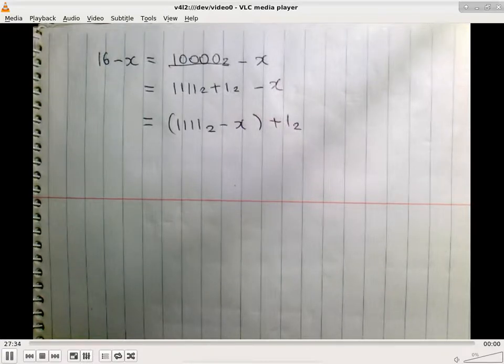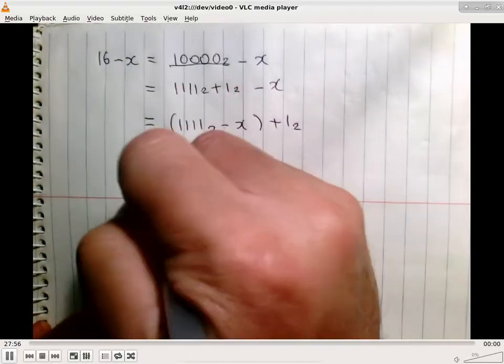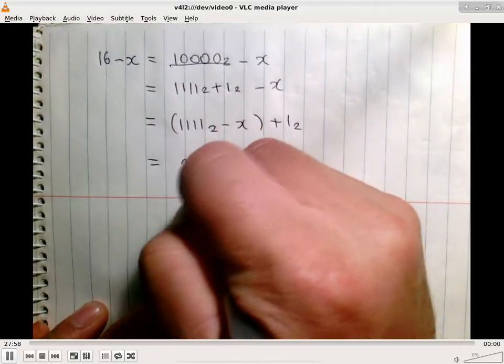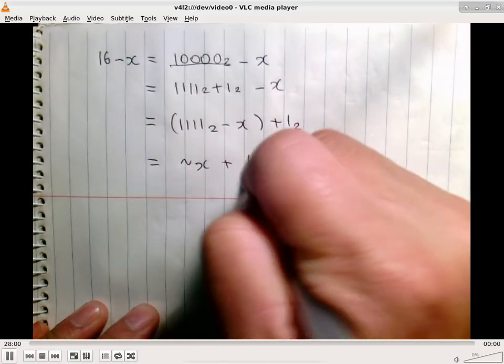Is that okay with you? So in one single step, I just applied the commutative property of addition and also the associative property of addition. So I can put parentheses around that portion. Is that okay? Okay, so here comes the fun part. The fun part is to look at this and turn this part into tilde x and then just plus 1.